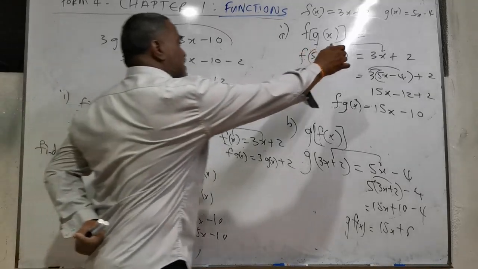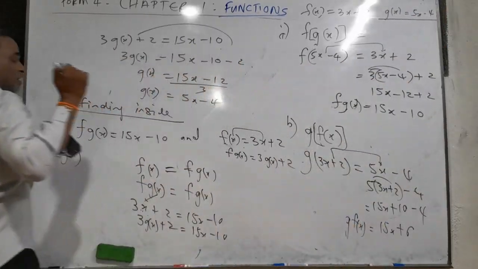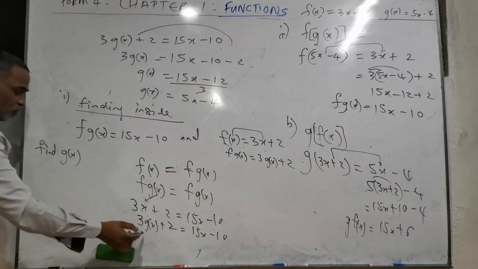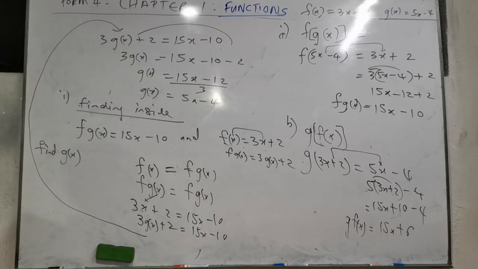You see, you get back this answer. g(x) is 5x minus 4. You get back the answer. This is the way we call finding inside. From down I go up. So I think everybody understands. Now this is called finding inside.